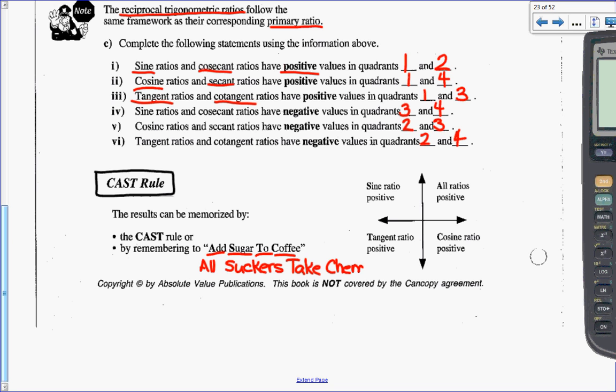You can use whatever works for you, but it's a quick and easy way to remember that all the ratios are positive in quadrant 1. All suckers take chemistry. Sine ratio is positive in quadrant 2. Tangent ratio is positive in quadrant 3. Cosine is positive in quadrant 4. And then, of course, their inverse, their reciprocal ratio would also be.